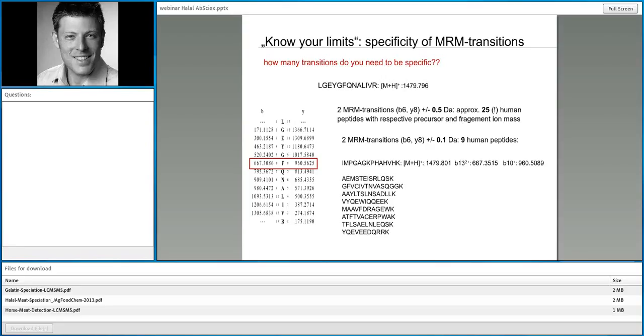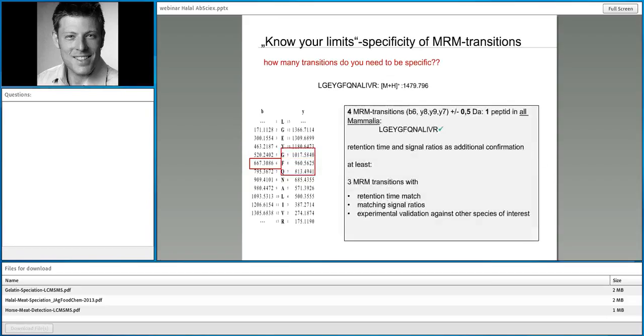We did some in silico tests where we had artificial MRM transitions from a peptide from beef, and we searched these data against human database sets to have a look at how many false positive results we get. And when we have only 2 MRM transitions and a mass accuracy of 0.5 Dalton, we find in the human data set 25 human peptides that were false positive, and even when we increase mass accuracy, we still saw 9 human peptides which were false positive. So obviously 2 MRMs are not sufficient.